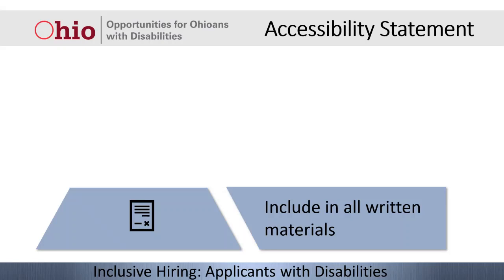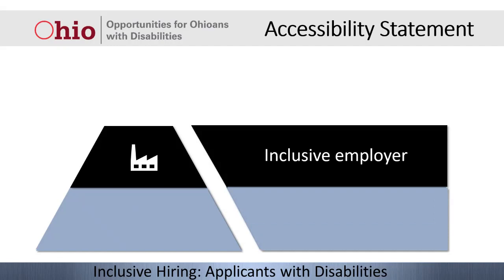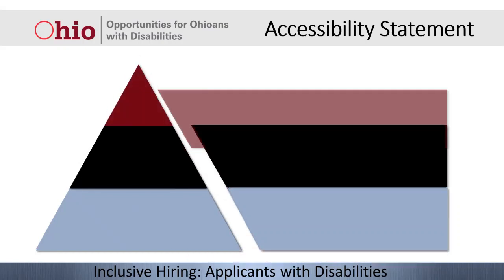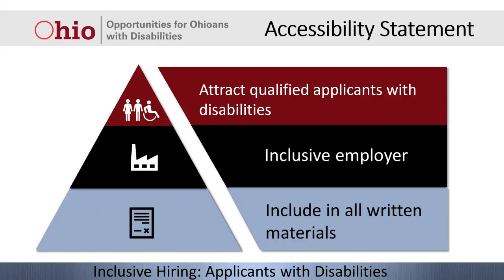When you include an accessibility statement that is easy to find in your job descriptions, you send a message to qualified applicants that you are an inclusive employer and that you care about candidates with disabilities and what they may need to participate in the hiring process or to perform the job. When you send that message, you are more likely to attract qualified applicants with disabilities, which increases the number of qualified applicants to consider for the job. There is an example of an accessibility statement in the Learner's Guide.